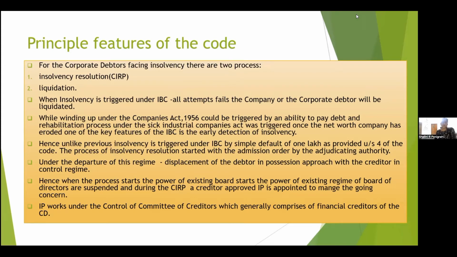Hence, when the process starts, the powers of the existing board of directors are suspended. Now, what happens when the CIRP process, that is the insolvency process, starts? The entire board of directors of that company gets suspended. And who is in control of that company? The IRP, the interim resolution professional. Now he will manage that company as a going concern.